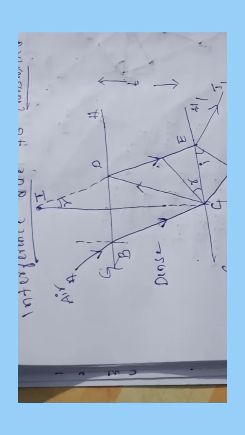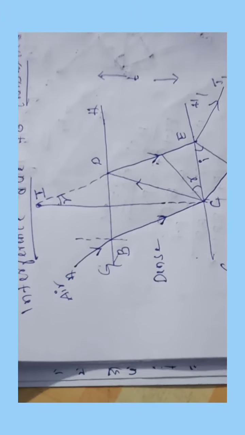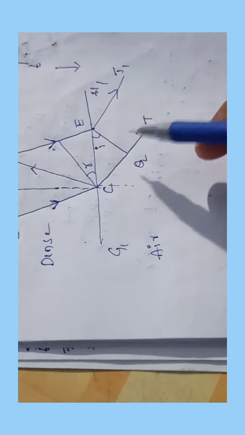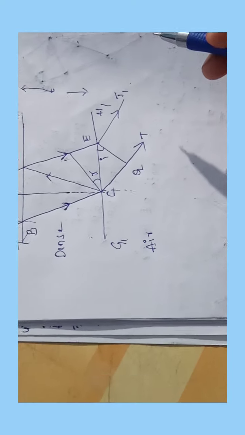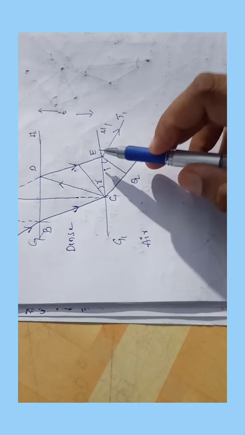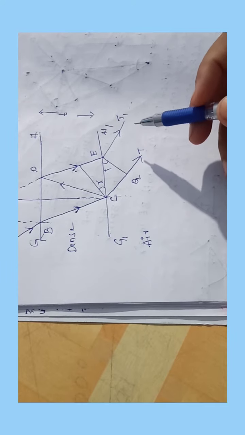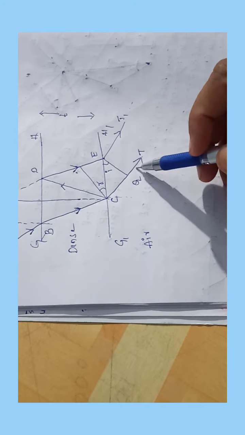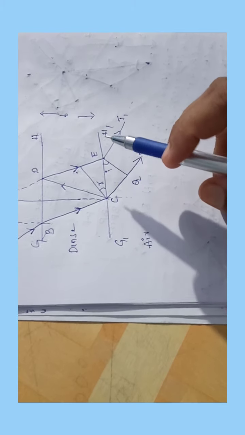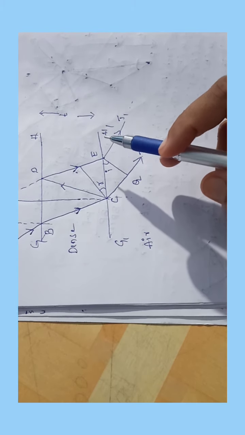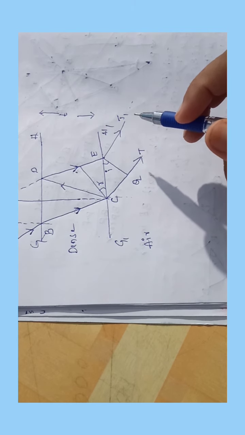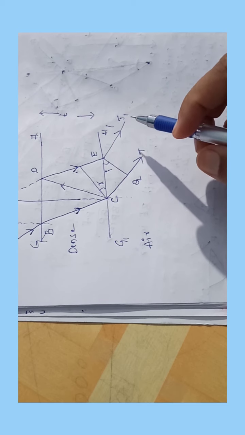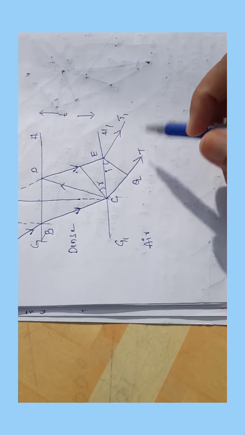Now CT1 and ET1 are parallel to each other. These two rays are generated from one single ray only. So the condition for interference is satisfied. Now let us find the cosine law for interference due to transmitted light.